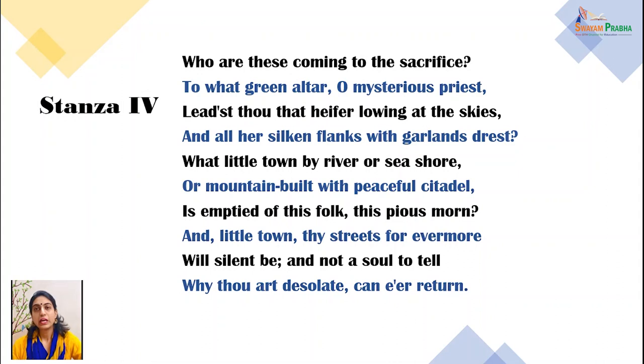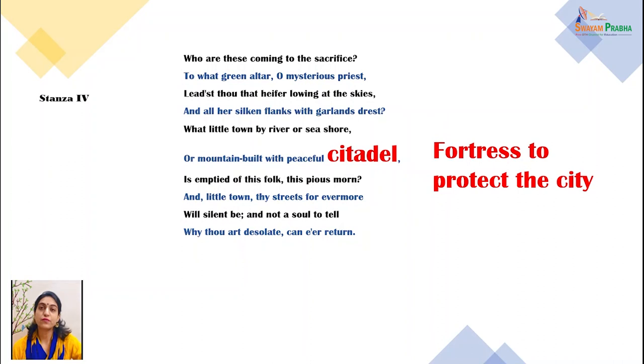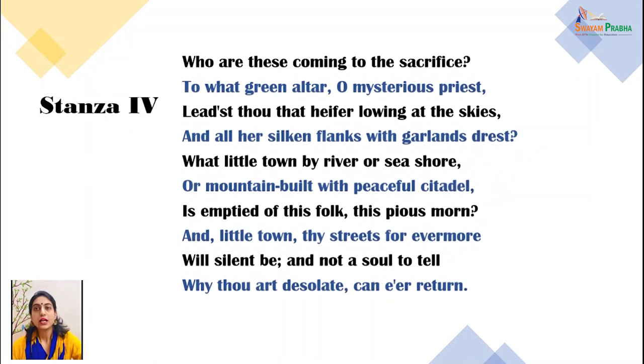So he wonders if the little town is situated near the seashore or by the riverside or mountain, and if the town is built with a citadel. So a citadel is a castle or fortress which is built to protect towns and for their peaceful living. Now that all the people have gathered to attend the sacrificial ceremony, the poet is wondering about the emptied town, and he is imagining that in such a pious or auspicious morning, all the townsmen are here.